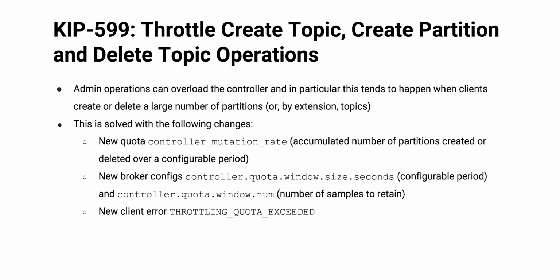We also have a new error if you exceed that quota. That's throttling quota exceeded, and of course the attendant metrics for us to be able to take a look at this stuff. This is just a way of loving the controller a little bit in situations where there might be client applications that are doing things that would overwhelm it. We have a nice responsible way of throttling it so that it doesn't fall over.